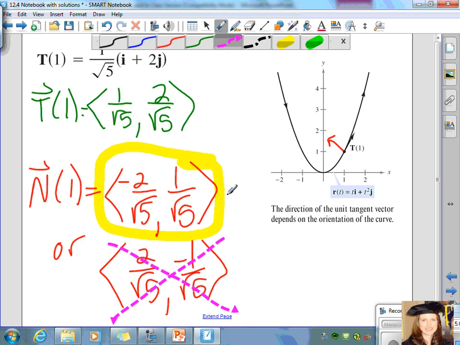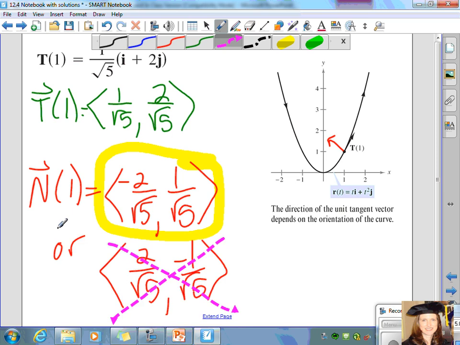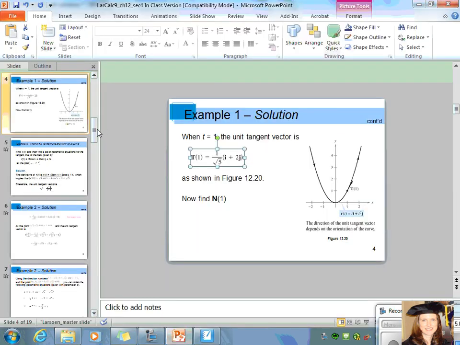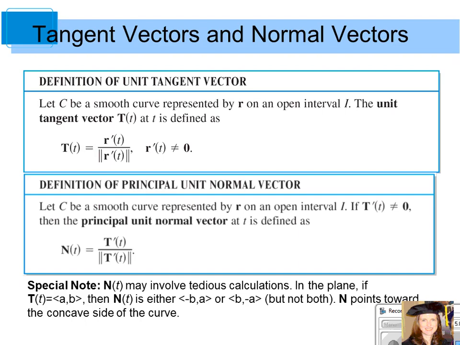Now, if you're not convinced that this is the principal unit normal vector, I would like you to go ahead and use the formula for the principal unit normal vector. Again, if we go back a couple slides, the formula for the principal unit normal vector is to take the derivative of the unit tangent vector and then take the magnitude, and you can confirm that that indeed would be the correct answer.